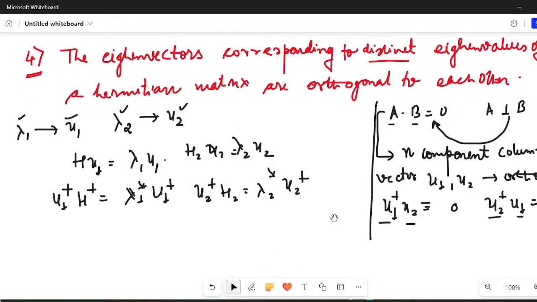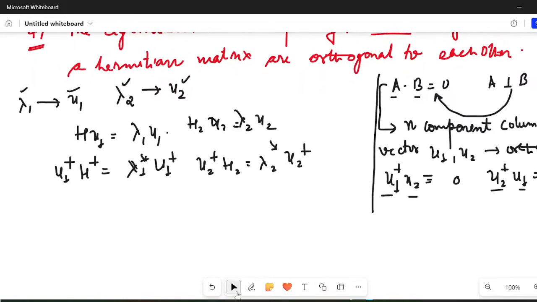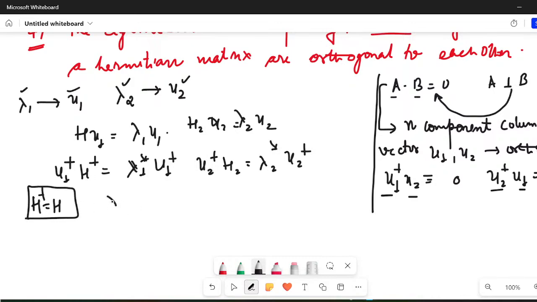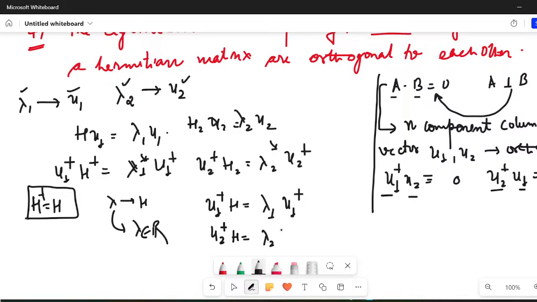Now see, I've already stated that H is a Hermitian matrix, and if H is a Hermitian matrix, then H dagger would be simply H. And we have also known till now that the eigenvalues of H are always real. So whether you take a conjugate or you don't, they are one and the same thing. So I will simply write that u1 dagger H is simply lambda 1 u1 dagger, and u2 dagger H is simply lambda 2 u2 dagger.